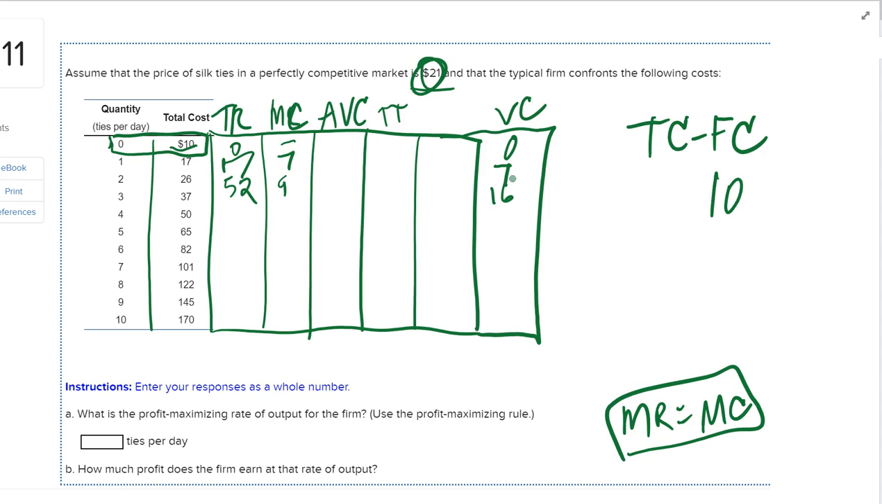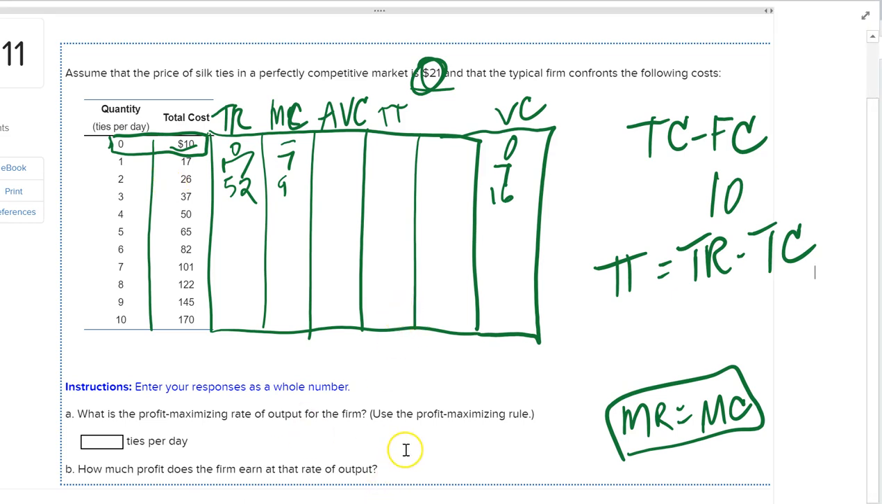Profit is total revenue minus total costs. Well, you're going to have total revenue here, and you've got total costs here. So there's your profit. And then profit per unit, I believe they asked that as well. I don't believe they do. They just look for the profit maximizing rate of output.